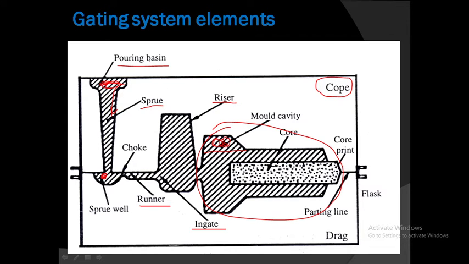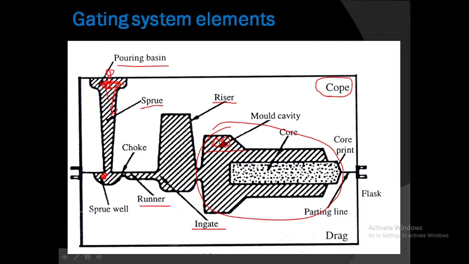Sometimes the sprue top in the pouring basin comes with a sprue plug, which consists of a ball fixed on a rod. Whenever the pouring basin is filled, at that time the ball is lifted by the rod connected to it. This permits the smooth flow of metal into the sprue. So this is about the pouring basin.